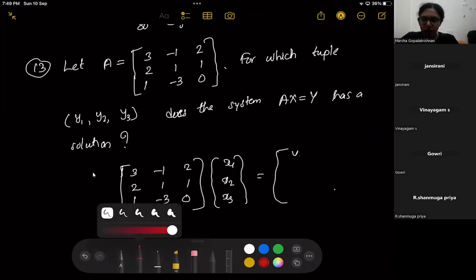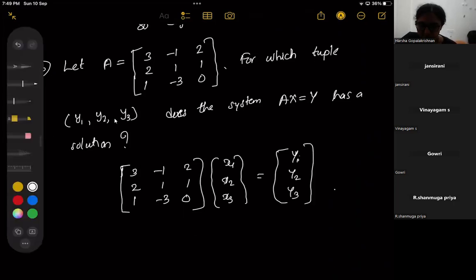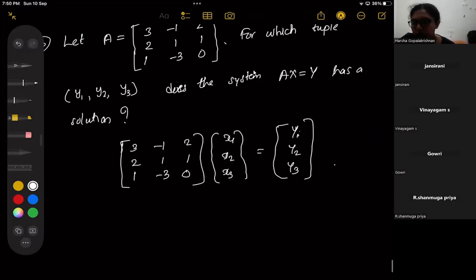If I am writing it like A x equal to y, the question is for which tuple y1, y2, y3 this has a solution, like the solution x exists. So how can we do this? If a solution exists, what do we want?